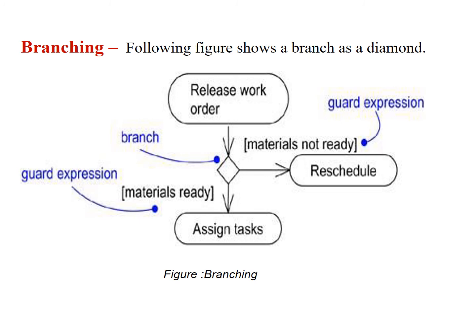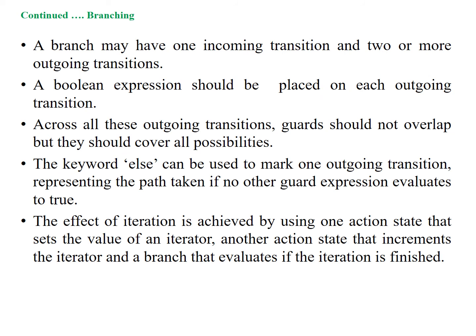We will see what is branching. This figure shows a branching, which is indicated by a diamond shape. Here there is one incoming transition and two outgoing transitions. That is, materials not ready is one transition and the other transition is named materials ready. A branch may have one incoming and two or more outgoing ones.